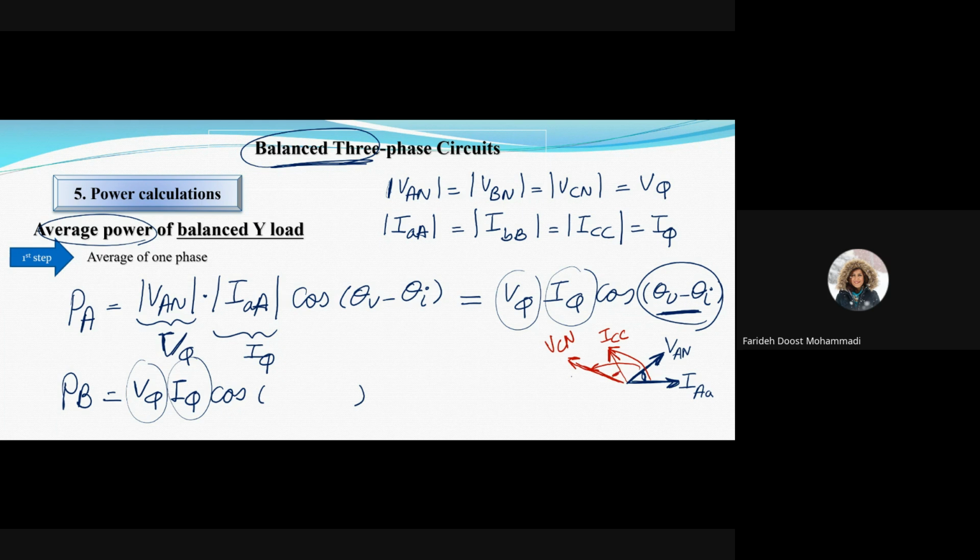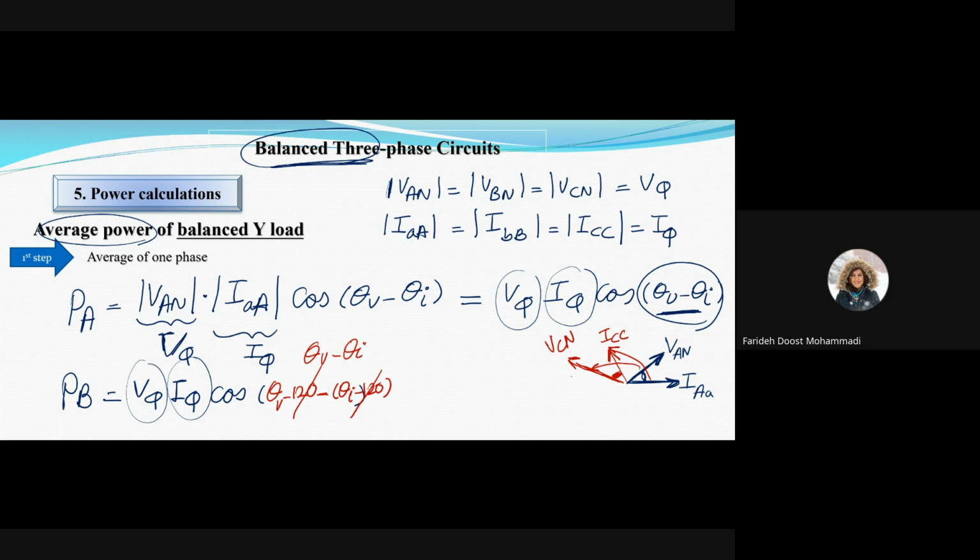Both of them are shifted by 120 degrees, but what is going to be exactly the same is the difference. Because I'm shifting both of them by 120 degrees, the difference stays the same. So theta V and theta I individually are not going to stay the same, but the difference is. So I can assume it's still theta V minus theta I. For phase B, theta V minus 120 is the angle of voltage, subtracted by theta I minus 120. These two cancel out each other, and I get the same angle again.